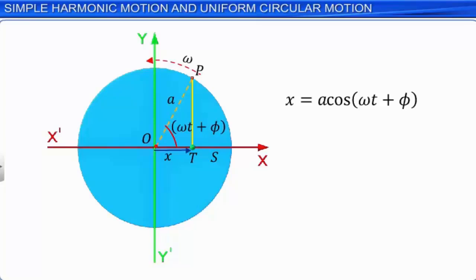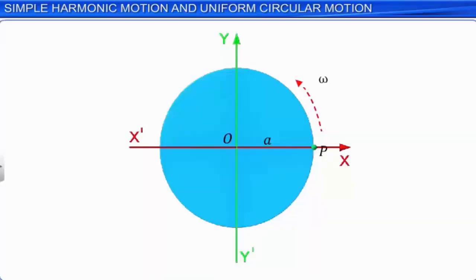If the revolving particle began its journey from the end of the diameter, then for the projection on the diameter along the y-axis, its displacement will be 0, and the initial phase angle φ would be 0. Then, displacement y = A sin ωt, which is equal to 0.